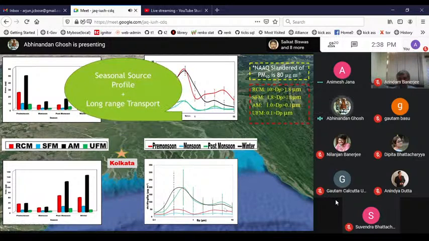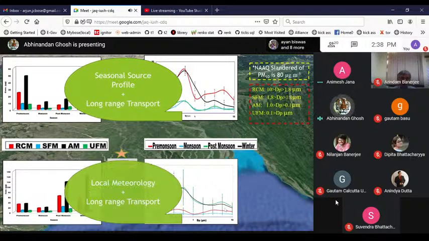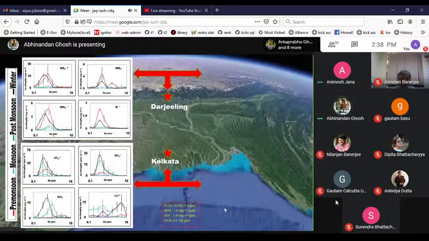Now, this seasonal variation can be attributable to seasonal source profile and long-range transport for Darjeeling. And in case of Kolkata, where the source remains the same for the year, this seasonal variability can be attributable to local meteorological condition and long-range transport. Now, these are the major water-soluble ions found over Darjeeling and Kolkata.